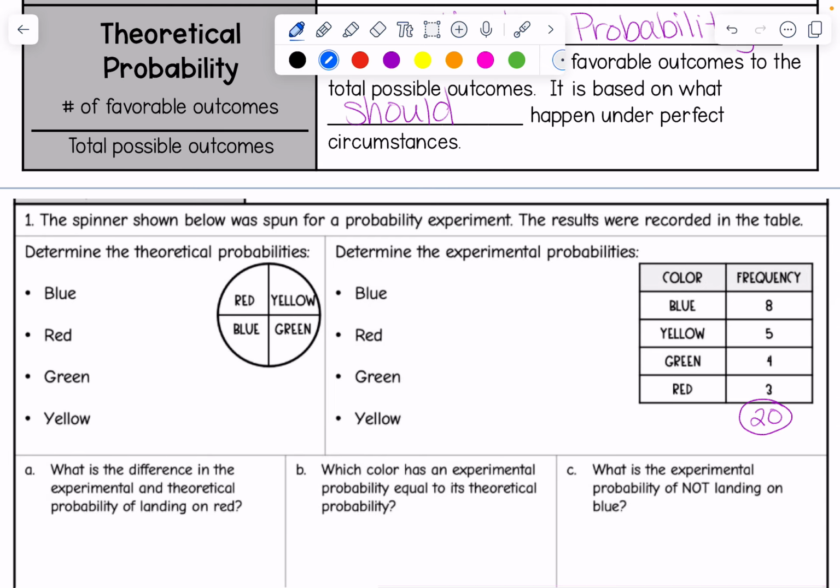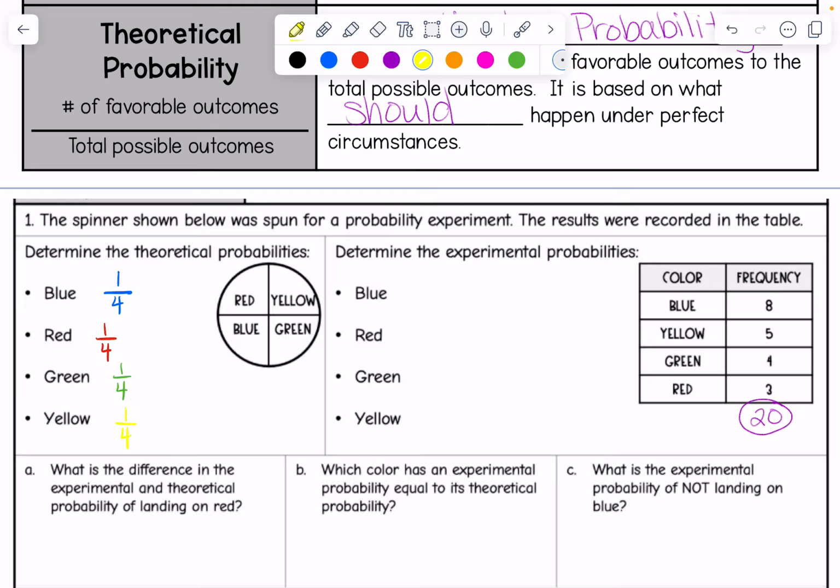Determine the theoretical probabilities. We have 4 sections that are all the same size. Because there are 4 possible outcomes, the favorable outcomes for blue would be 1/4. For red, I have a 1/4 chance. For green, I have a 1 in 4 chance. And for yellow, I have a 1 in 4 chance. So theoretically, if I spun that spinner 4 times, I should land on each of those colors 1 time.